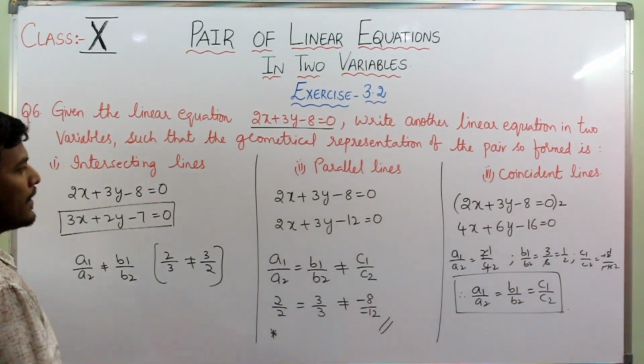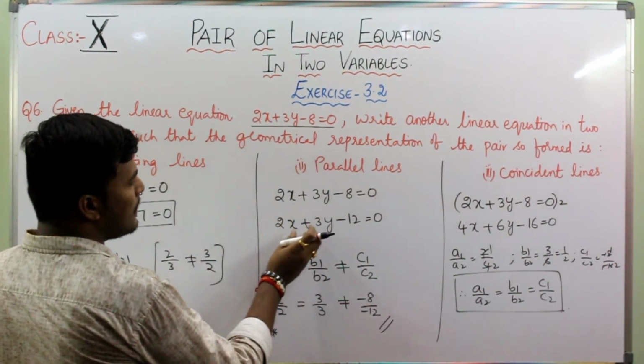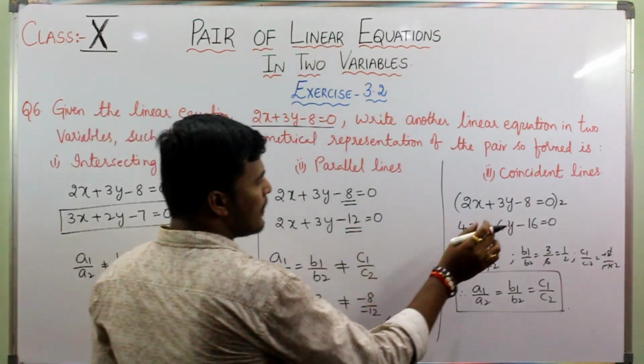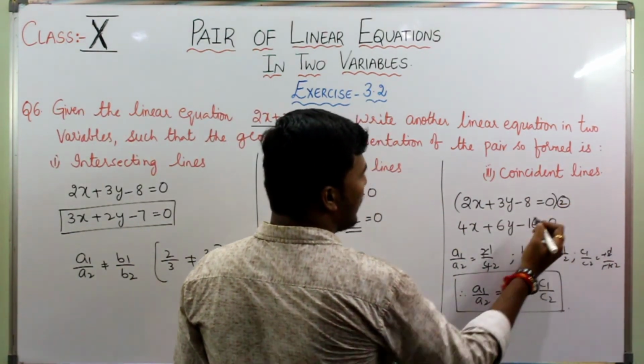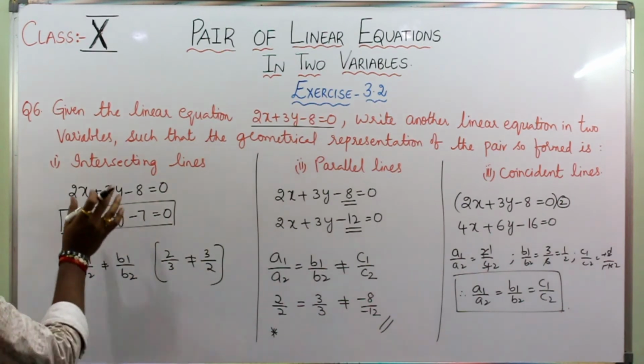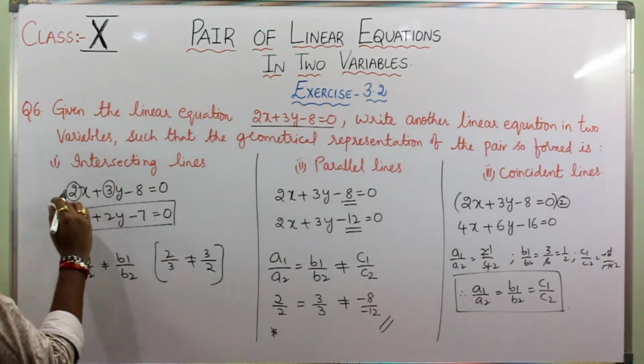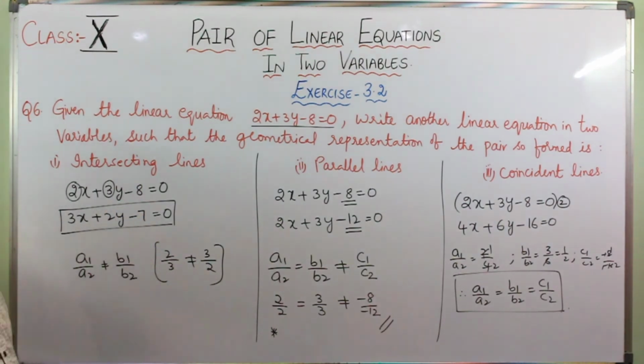So in the case of parallel lines, we are just changing the last digit. In the case of coincident lines, we are multiplying it with 2. In the case of intersecting lines, we are just interchanging the coefficients of x and y, and you can take any other equation because the condition is a1 by a2 is not equal to b1 by b2.